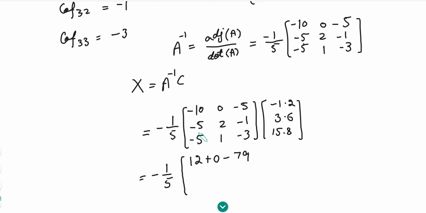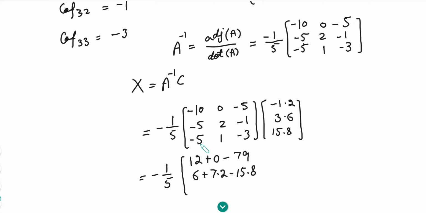Now we go to the second row because the first row has finished. There is no other column, so we have only one column in the second matrix. So we start with the second row, which will also be the second row of our answer. Negative 5 times negative 1.2, the answer will be positive 6. Now plus 2 times 3.6, the answer is 7.2. Now negative 1 times 15.8, negative 15.8.